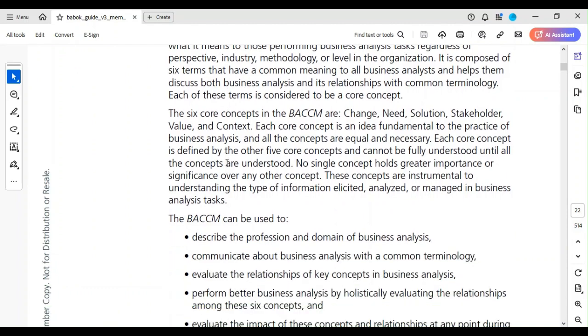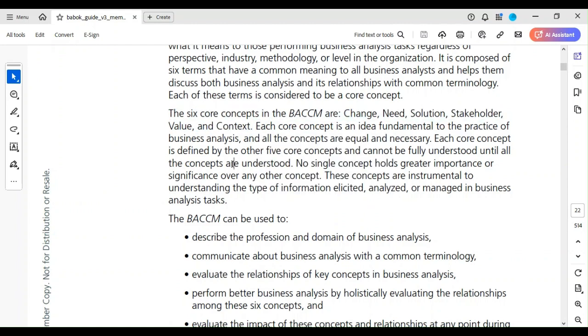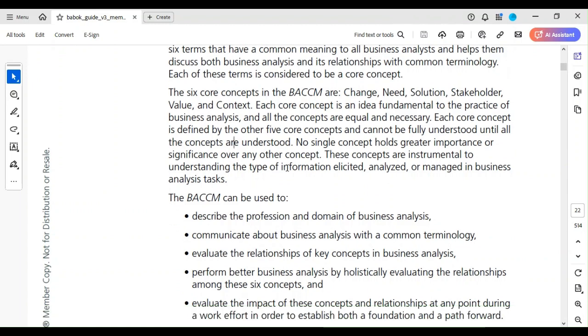The 6 core concepts in the BACCM are change, need, solution, stakeholder, value, and context. It's good you know these terms. They are very important, especially when you are going through your simulators. Each core concept is an idea fundamental to the practice of business analysis. So now we are going into the core concepts.